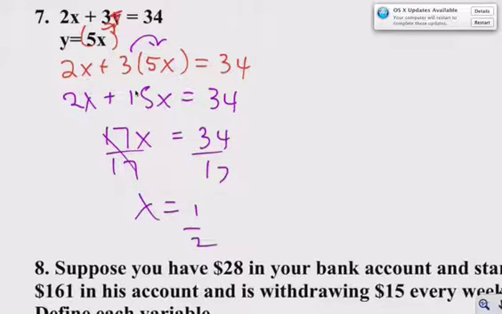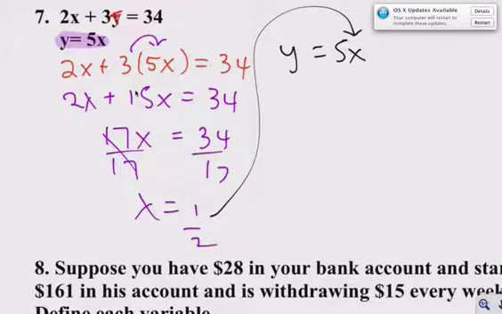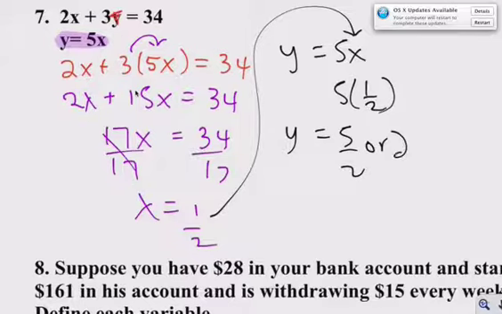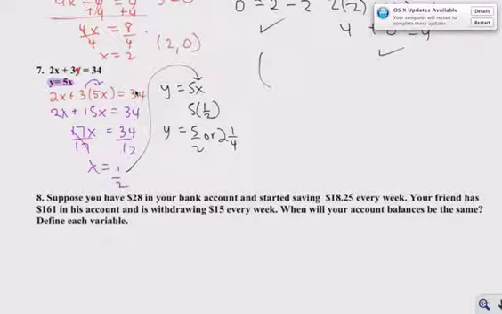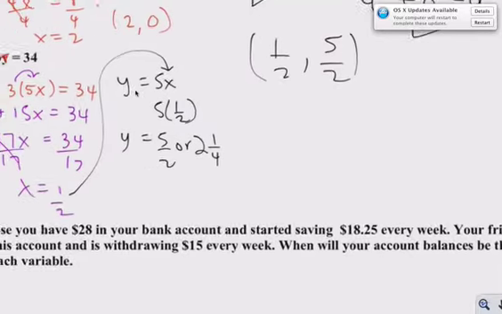With a half, it's still easier to use the slope-intercept form. Okay, I'm going to use the slope-intercept form of y equals 5x. Substitute a half into there. 5 times 1/2. Y then is 5 over 2, or 2 and 1/2. So my answer is 1/2 and 5 over 2. When you check, it's important to check.